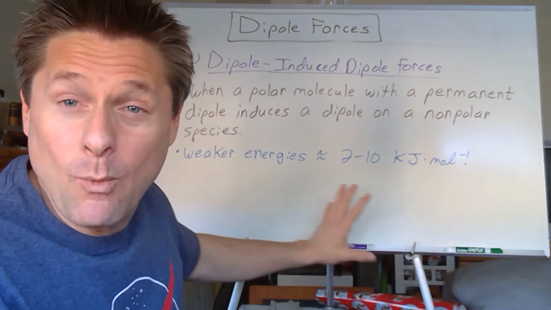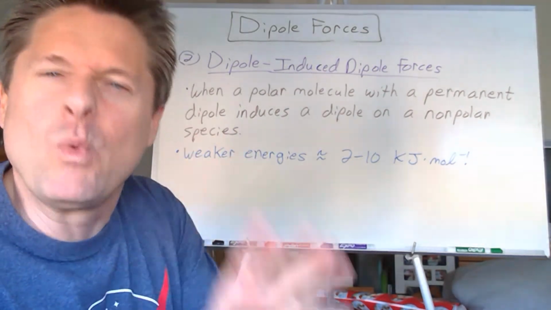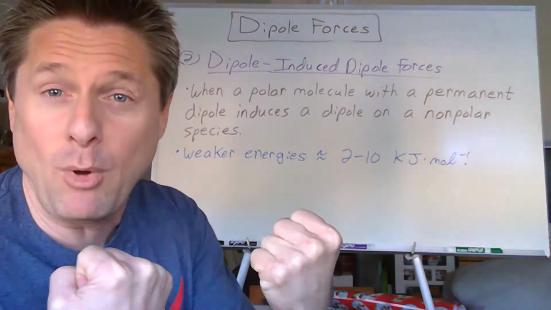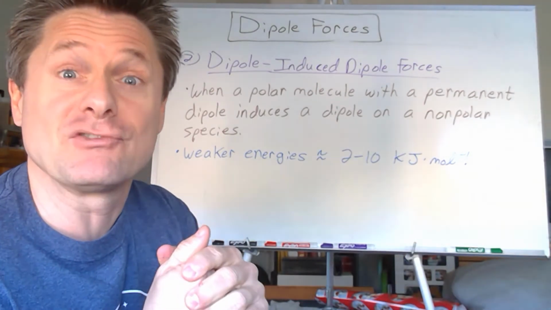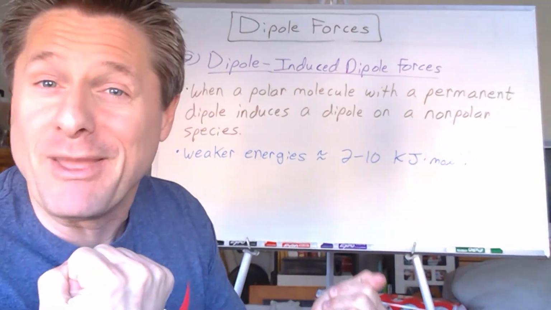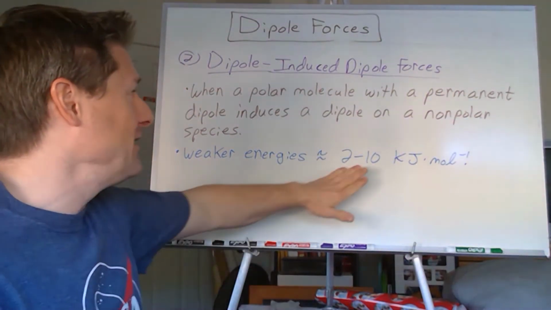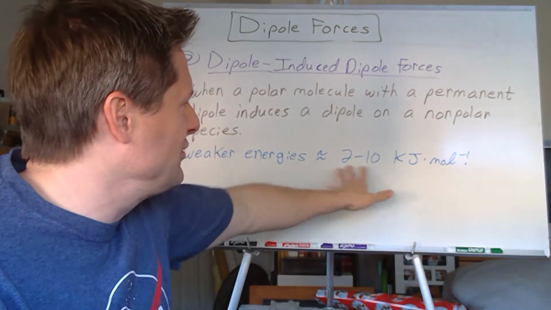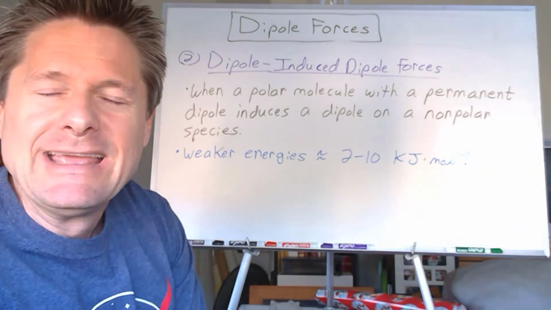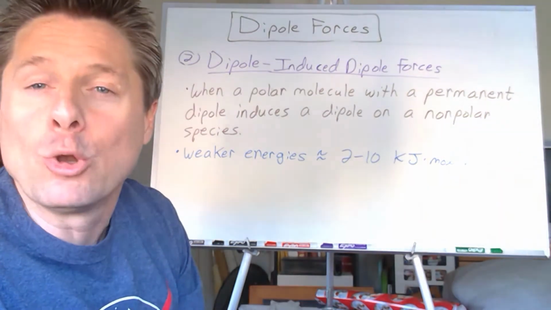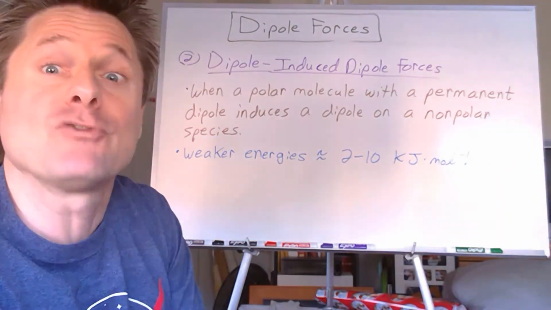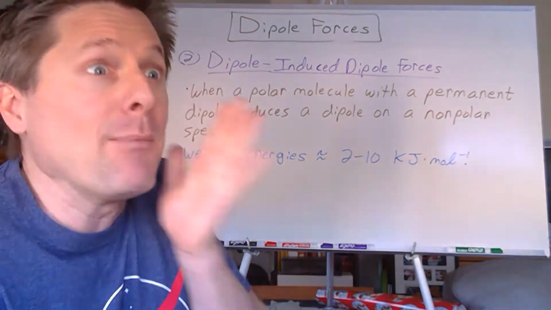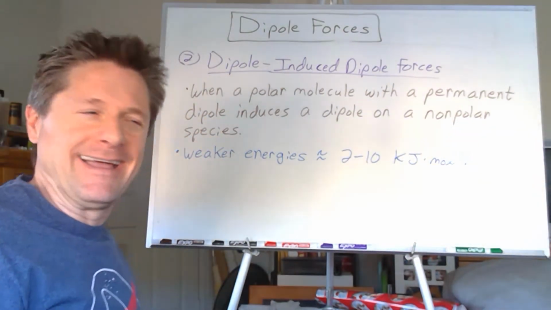Now that's going to be a lot weaker than a dipole. Not a lot, but weaker than dipole-dipole. If you have 2 permanently polar molecules, those electrostatic attractions are going to be stronger than if only one of them is polar. So this drops down to about 2 to 10 kilojoules per mole. There's a range there, depending on how polar the polar molecule is, or how strong its molecular dipole moment is. How many debyes is it, right?